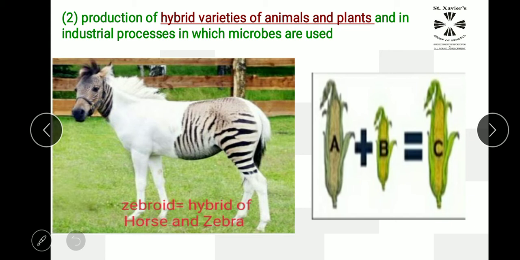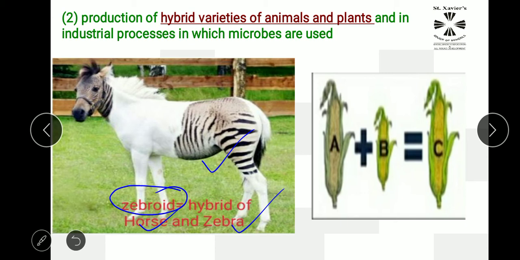Now, another use of the science of heredity is the production of hybrid varieties of animals and plants. Students, in the first picture you can see a zebroid. This is a hybrid of horse and zebra. See, this animal looks more beautiful than the horse and zebra, and it has both the qualities of horse and zebra. So this is a hybrid variety, not only in animals but also in plants.